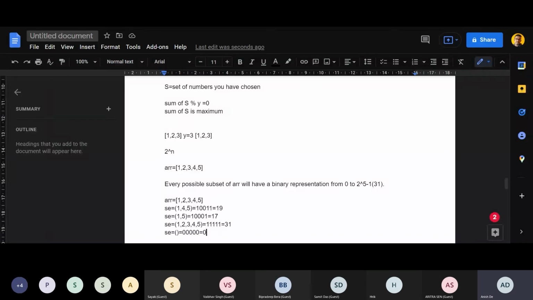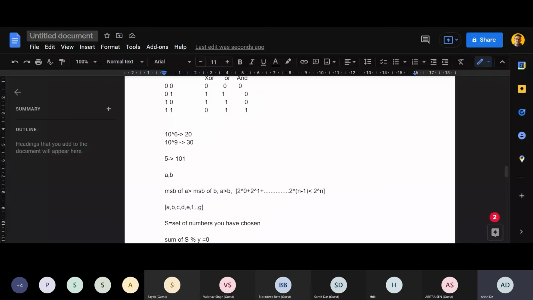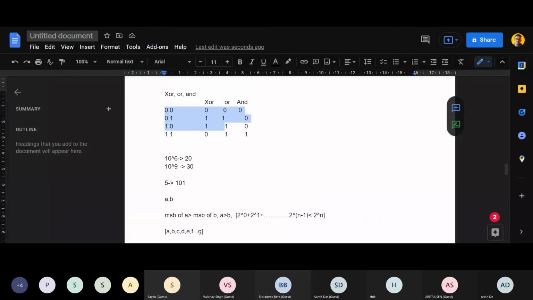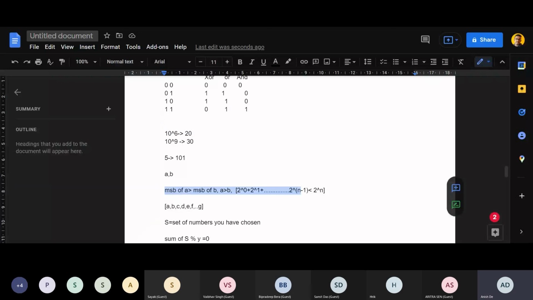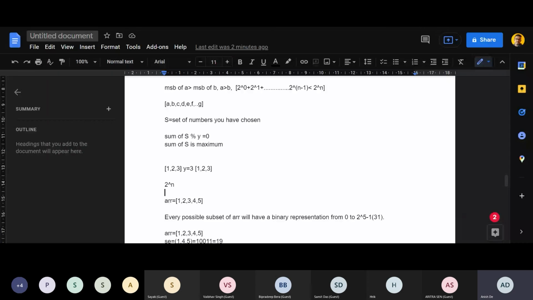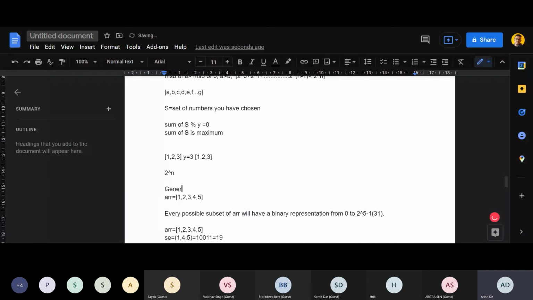There is also a data structure called trie, but I think that will be a bit advanced for the time being. We have a session for trie, if I am not wrong. We can do that. That is not exactly related to bit masking, but somewhat related. For bit masking, these are the important things: the XOR operations, the OR, the property that if the MSB of A is greater than the MSB of B, A will always be greater than B, and generating all possible subsets of an array using bit masking.